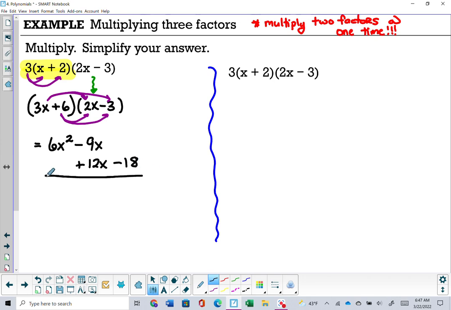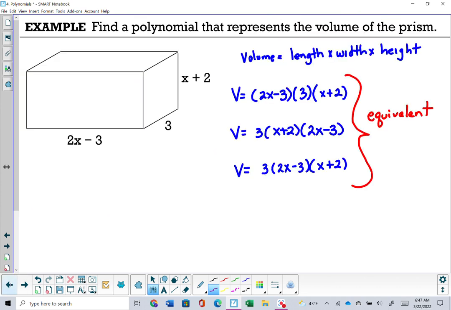All right, so I have my 4 terms. Combine your like terms. I'm going to bring down the 6x squared. Minus 9x plus 12x gives me plus 3x. And then bring down the minus 18. Okay, done. There's my result. So that polynomial represents the volume of this prism when you multiply out those 3 factors.